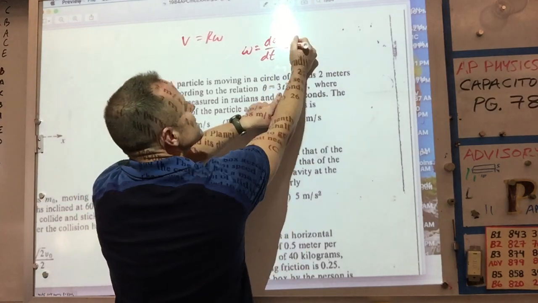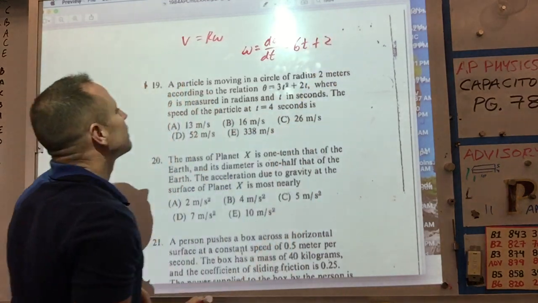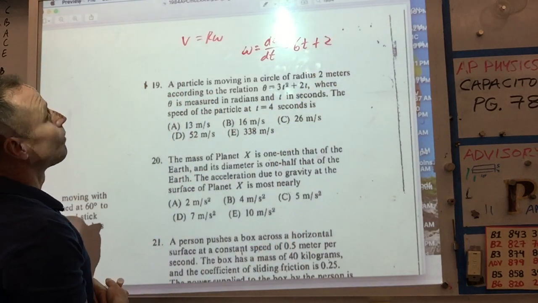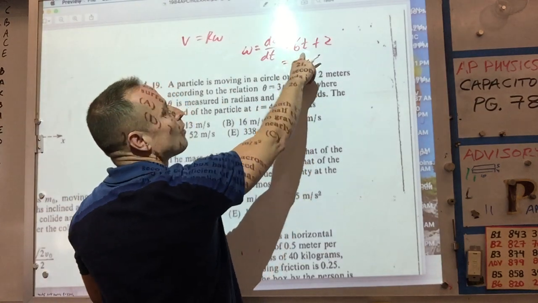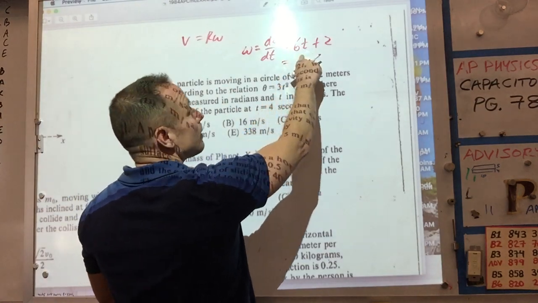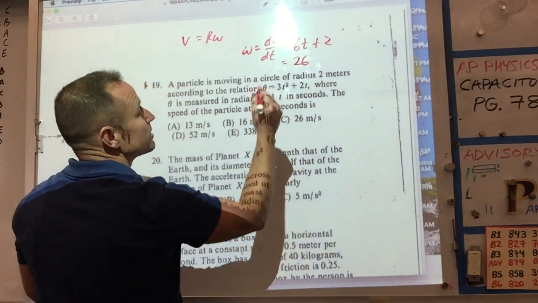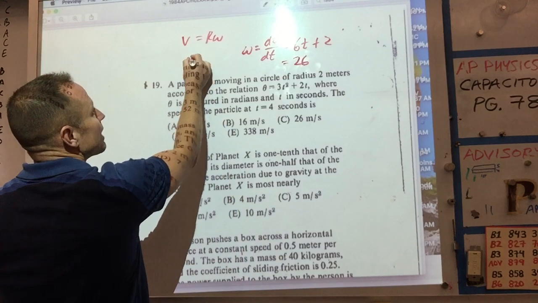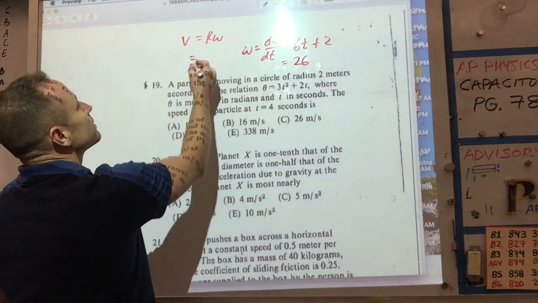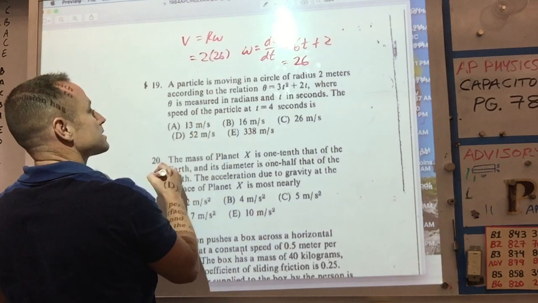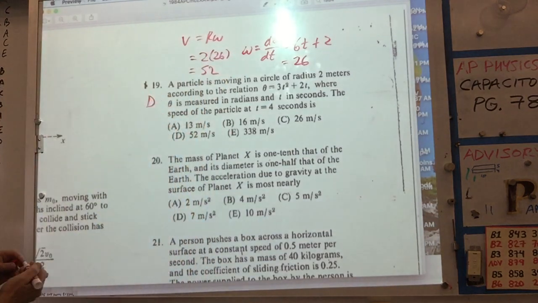So 6t plus 2. And what do they want to know? You want to know it at 4, the speed at 4. So when we get to 4 seconds, 6 times 4 is 24, plus 2, that's going to be 26. Okay, so that's your angular velocity. And then we've got to come up here and check the speed. Well, what's the radius? 2. So 2 times 26 should be 52. So that looks like D. Number 19 should be D.